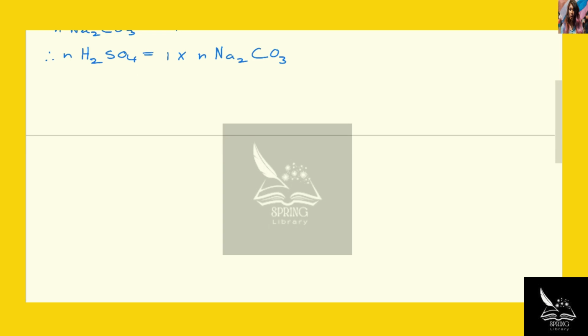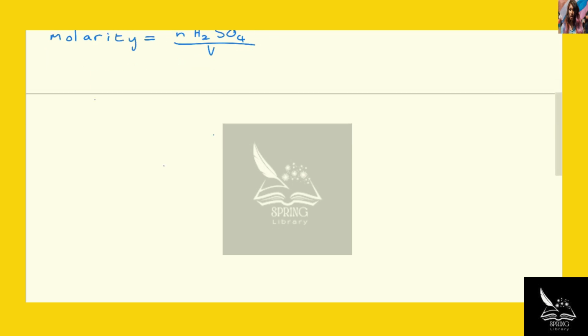Therefore it's the same. And now I know that I have to determine molarity of sulfuric acid, and molarity is equal to moles per liter. Well, that's the unit of molarity. So I now need to take the number of moles of sulfuric acid divided by the volume of sulfuric acid.